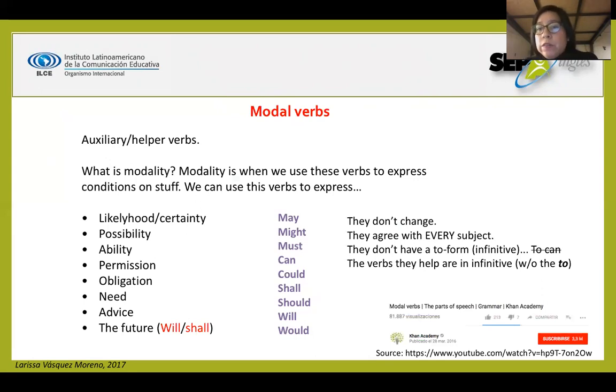Okay, so modal verbs don't change. They agree with every subject or pronoun. They don't have a to form or infinitive form. You can't say to can. The verbs they help are in infinitive, but without the to. Or you can also say that the verbs they help are in their base form.